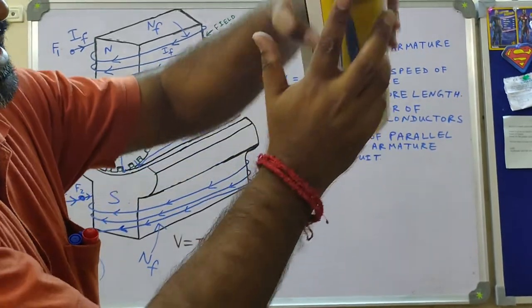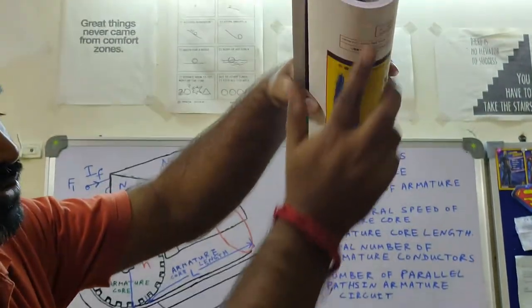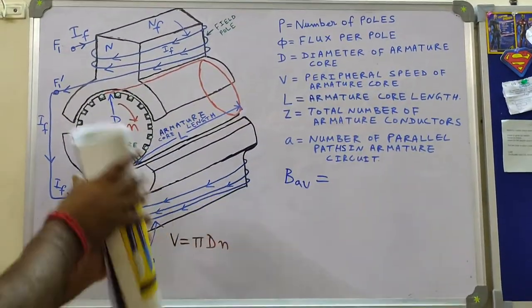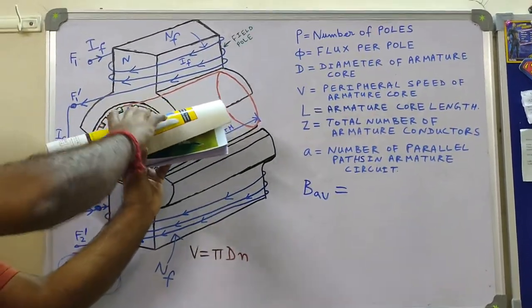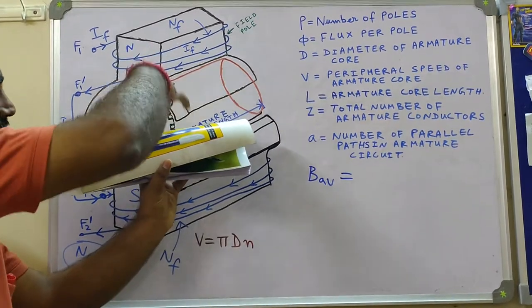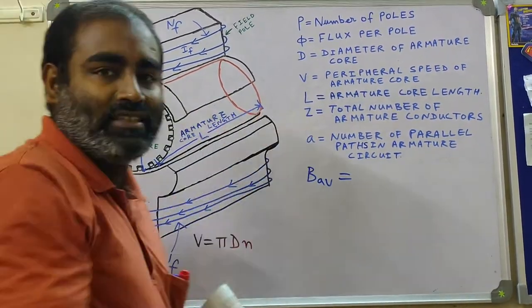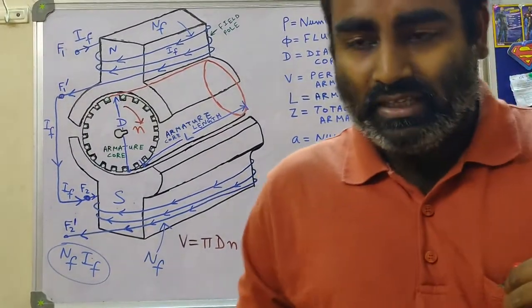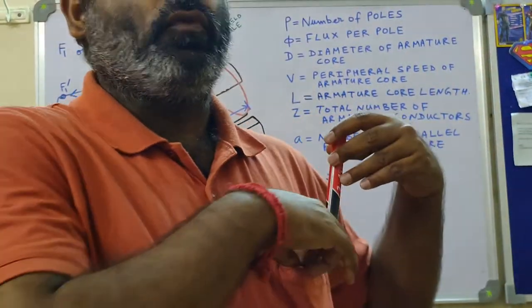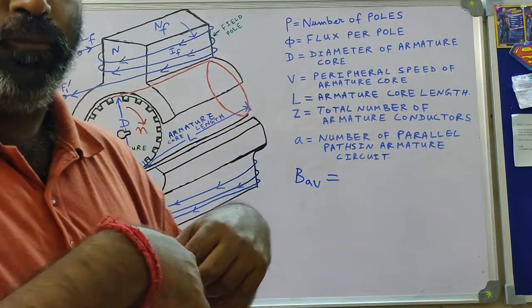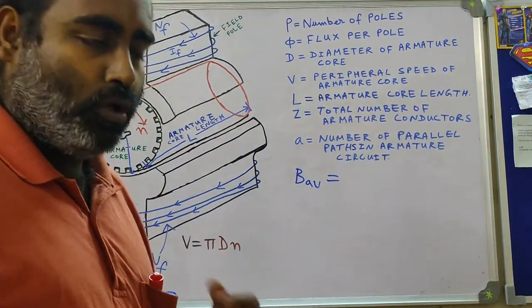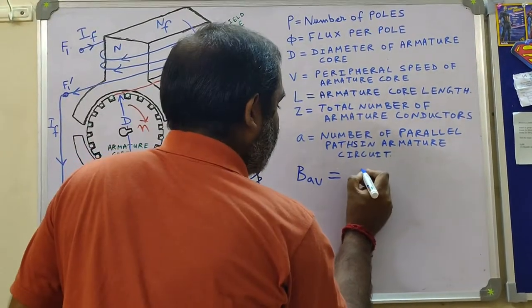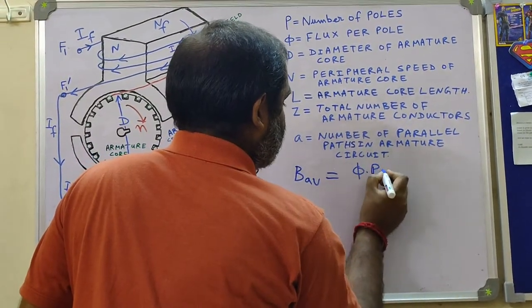And what was L? L was the armature core length. So what is the surface area? Pi D L, isn't it? So this surface area pi D L is available for the lines of flux to enter and leave. But what is the total flux in the air gap? Total flux in the air gap is given by flux per pole multiplied by number of poles, that is P phi.